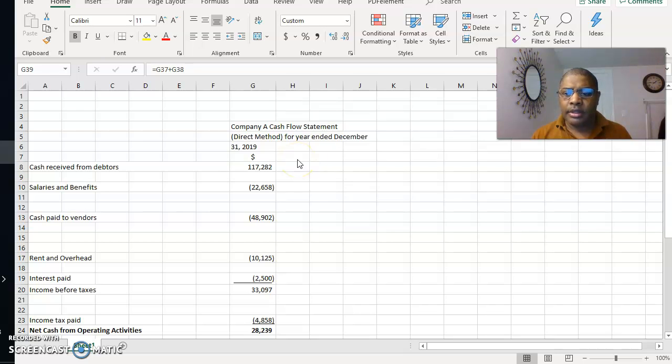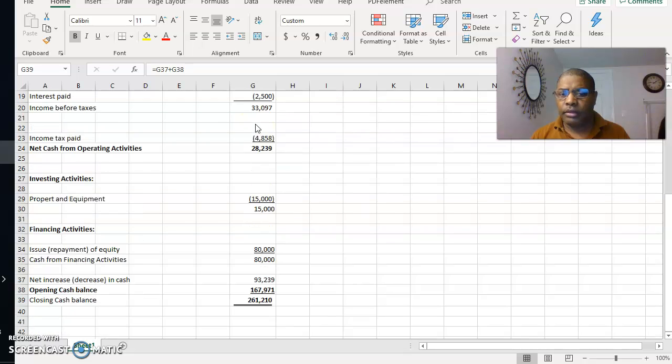For the direct method, the advantage is that users who are not inclined in terms of preparing a cash flow can see directly how the cash is being spent. There's no adjustment in the operating section of the cash flow, so it's very easy for users to see how the cash is being spent.